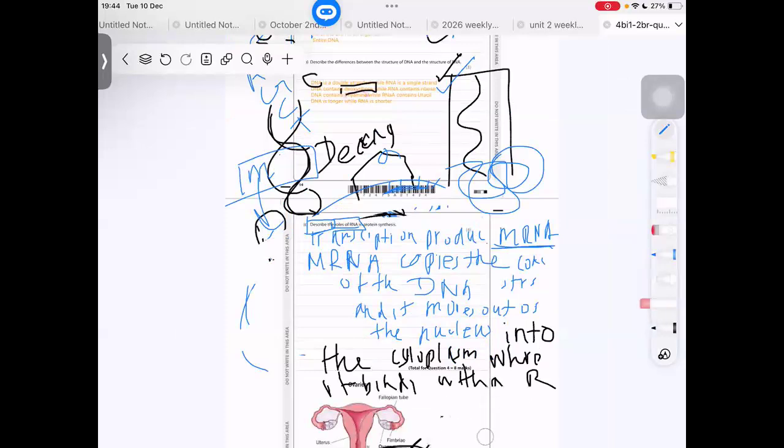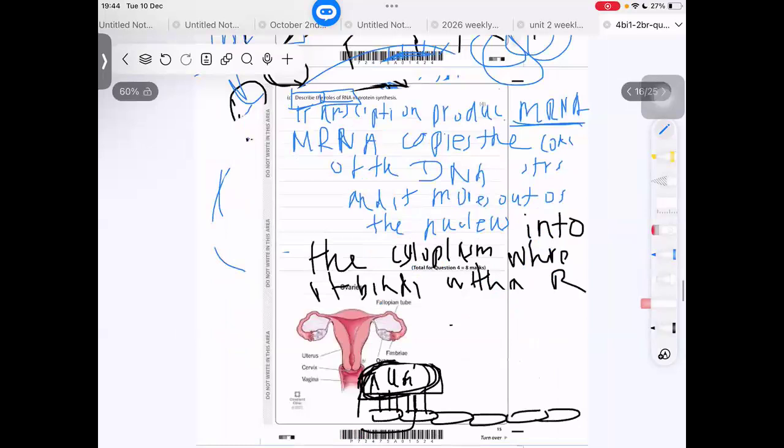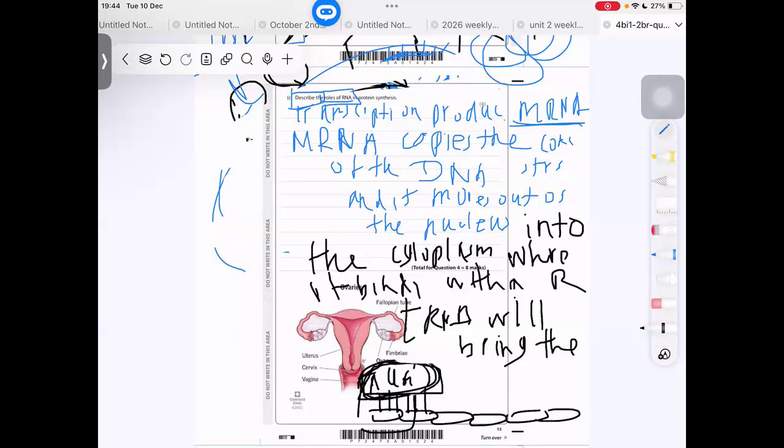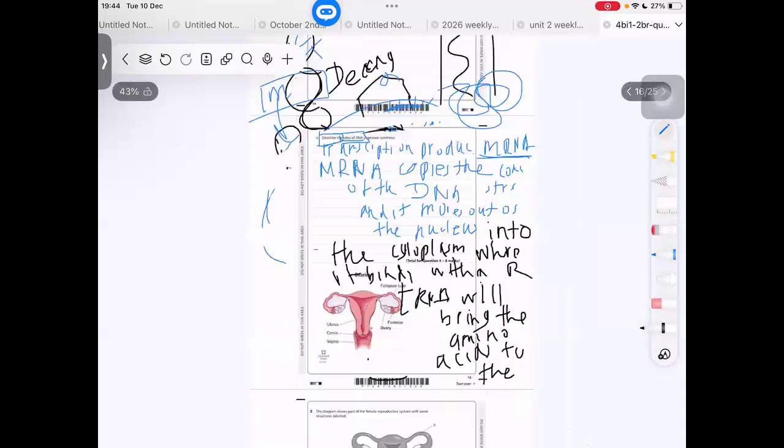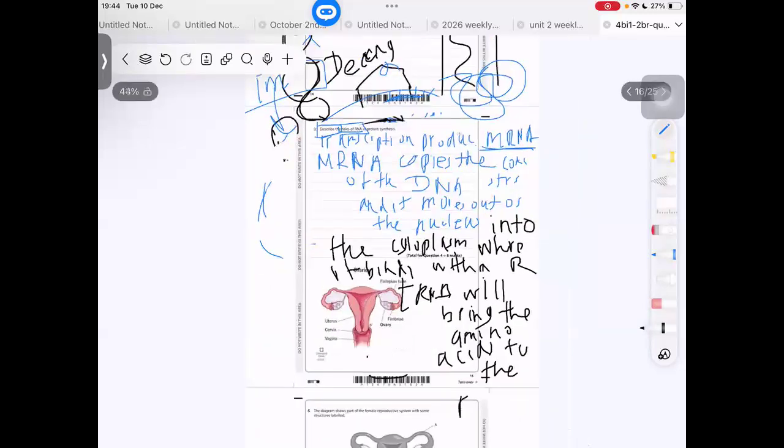Right. Then what happens? You know tRNA. Now mRNA's function is over. tRNA will bring amino acids to the ribosomes. And you know this tRNA molecule I told you, it has an anticodon like this.